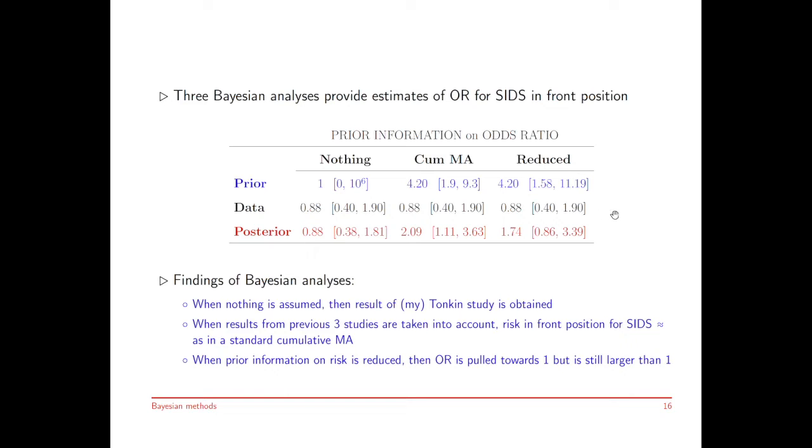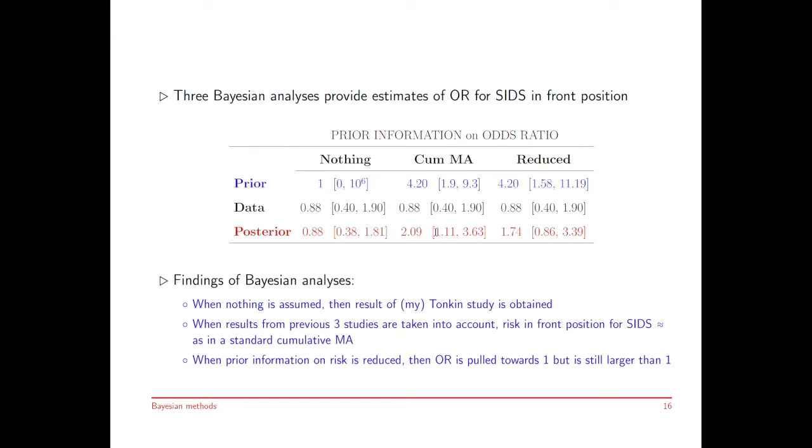These are the estimates from the data. They always are the same because the data don't change. Then I combine prior information with data information and I get this posterior. This first posterior, when I actually didn't make use of any prior information, is basically the same as when I look only at the data.